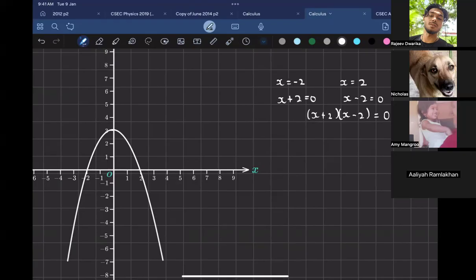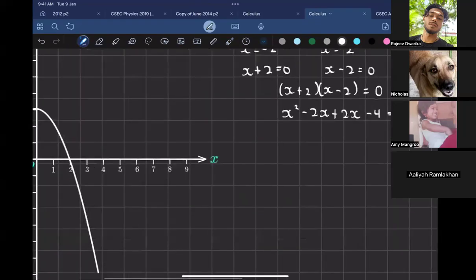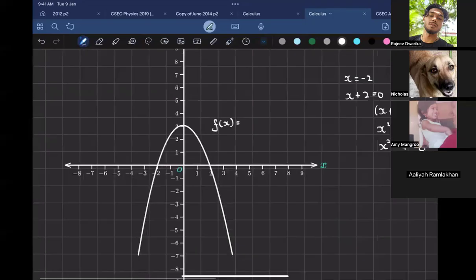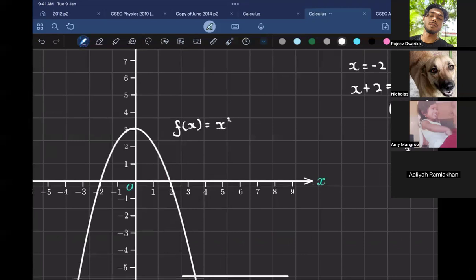X squared minus 2x, 2x plus 2x, and then -4. What is minus 2x plus 2x? It would just be x squared minus 4. So that is the equation of this curve, right? So f of x is equal to x squared minus 4.